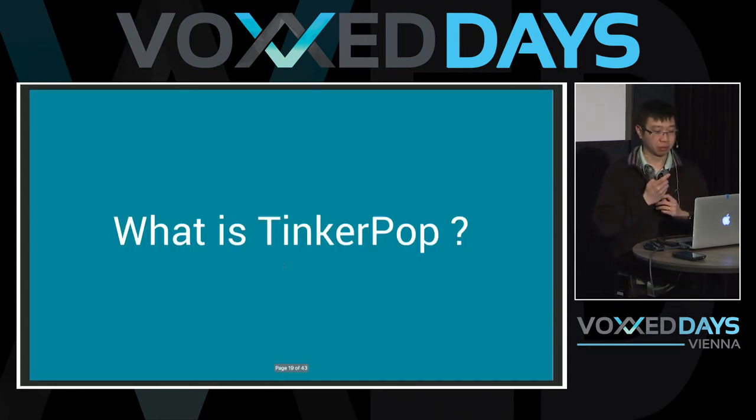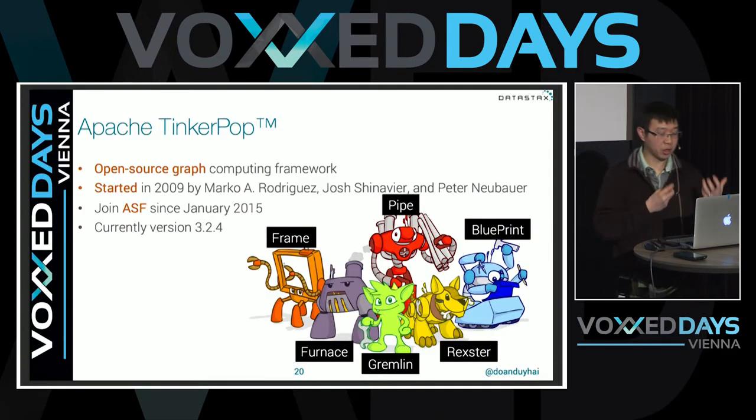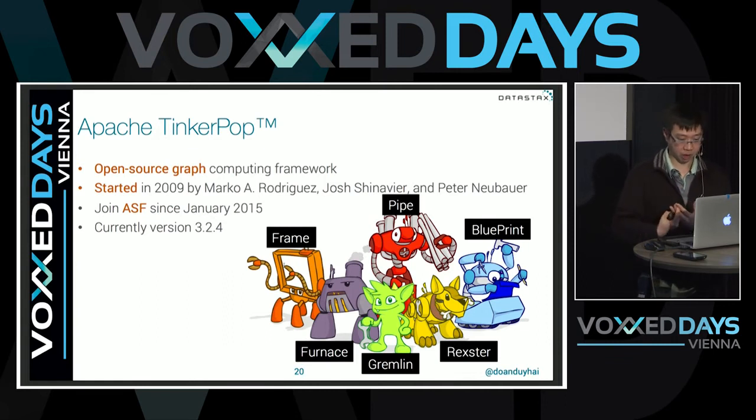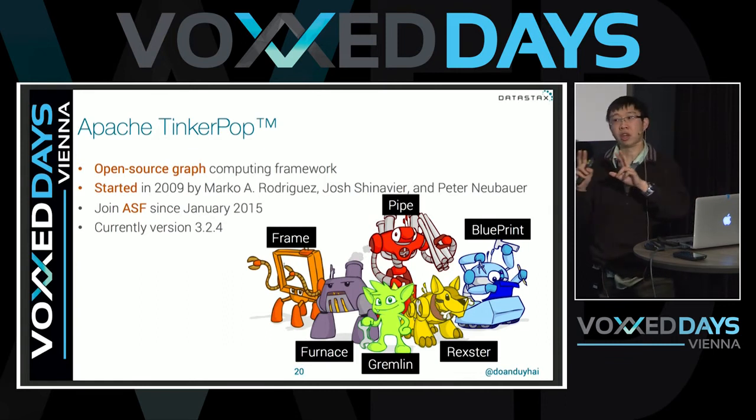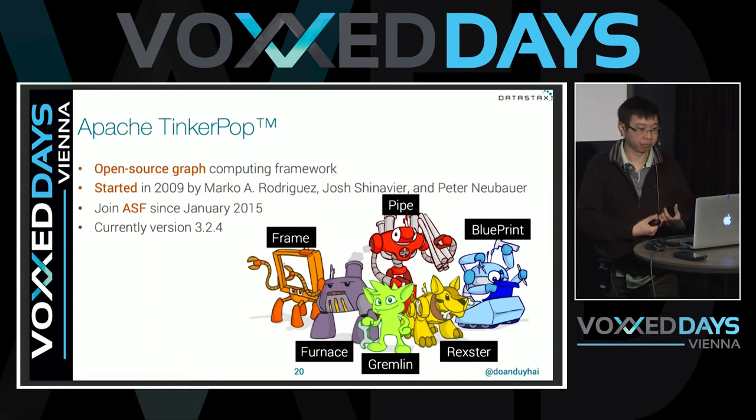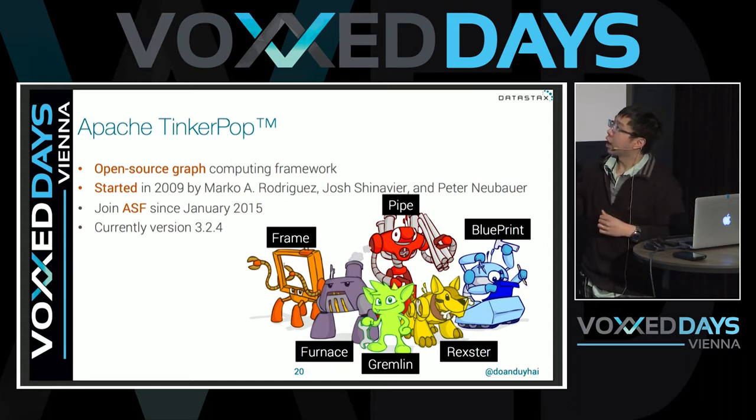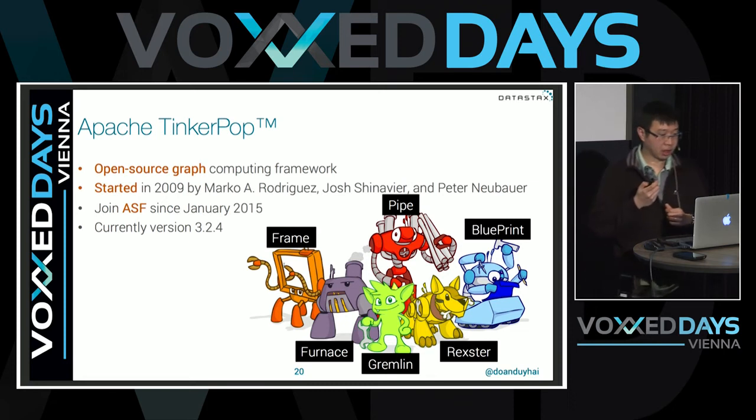Apache TinkerPop. So what is Apache TinkerPop? TinkerPop is an open source graph computing framework, right? Computing. So it is not a database. It does not store your data. It only helps you to compute your graph data. The project was started in 2009 by some people, and they joined the Apache Software Foundation two years ago. So now this is an official Apache project.